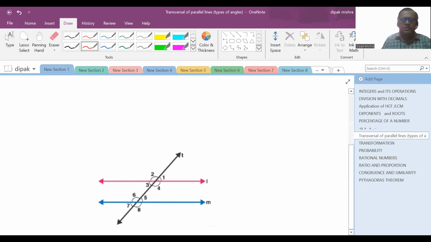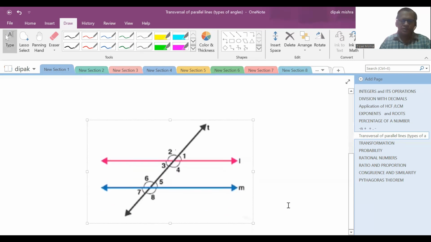So this we can say is a parallel line, right? I enlarged this diagram a little bit, and then you will understand what I'm trying to say. Now various angles are formed here. I've notated these angles as 1, 3, 2, 4, 5, 7, 6, 8. So various angles are formed.